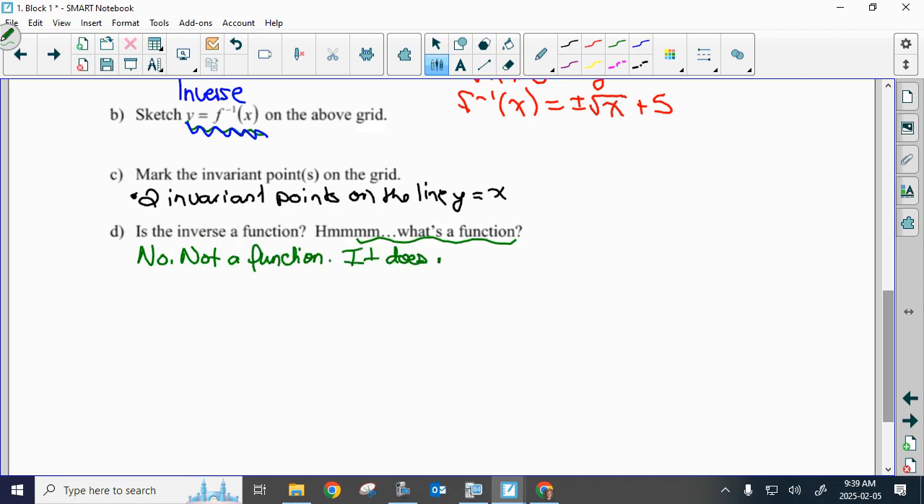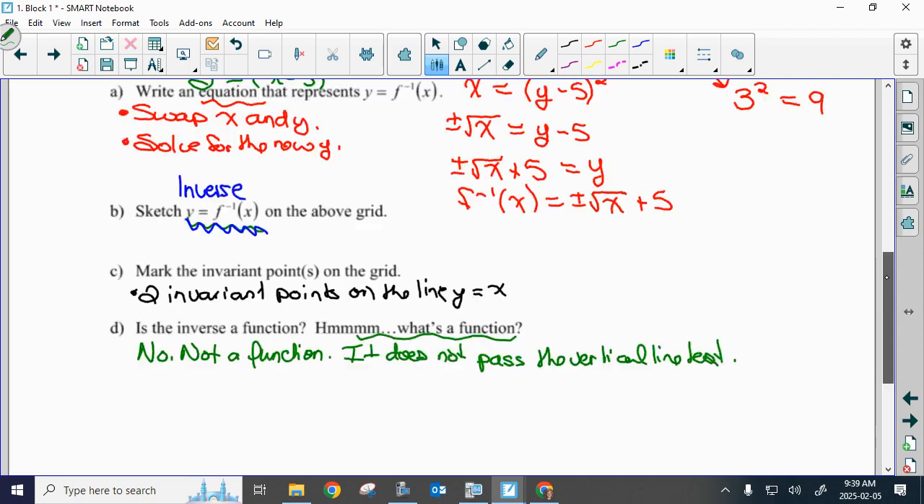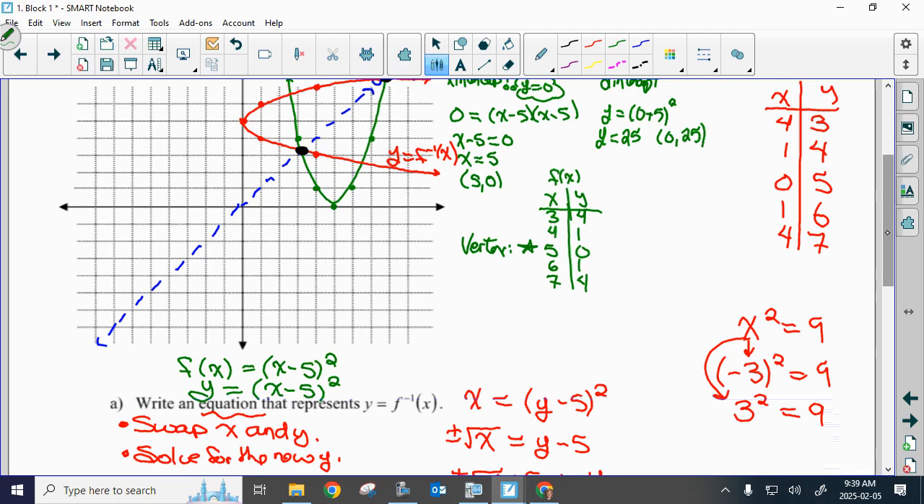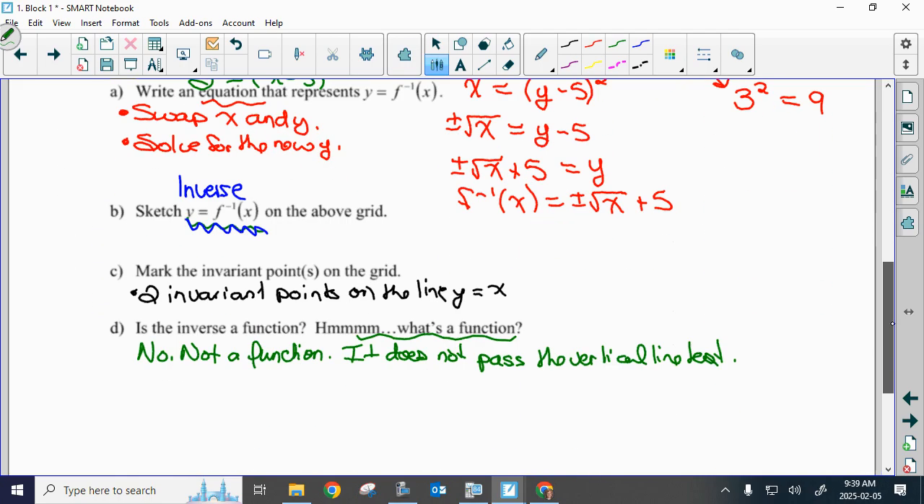It does not pass the vertical line test. Okay, and when we're looking at that, we can see this guy does not pass the vertical line test. The original was a function, but this guy does not pass the vertical line test. In calculus, you're going to do something called integrals, and often you're going to want to limit your original function so that the inverse will be a function, and we're going to be diving into that right away.